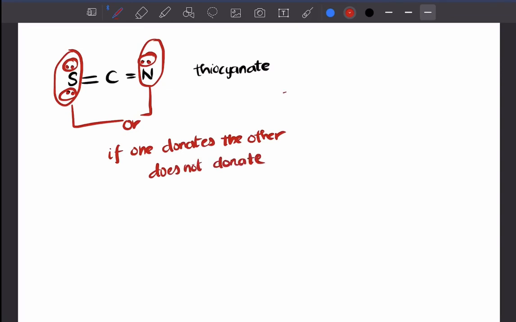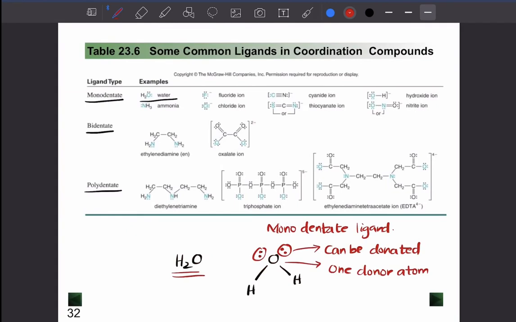So these are also called monodentate ligands because there is only one element at any given point of time that donates its electron pair to form the bond. So there are multiple elements like these. For example, one is thiocyanate ion, the other is nitrite ion, which is NO2. You also have cyanide, you have hydroxide ion, which is another example.